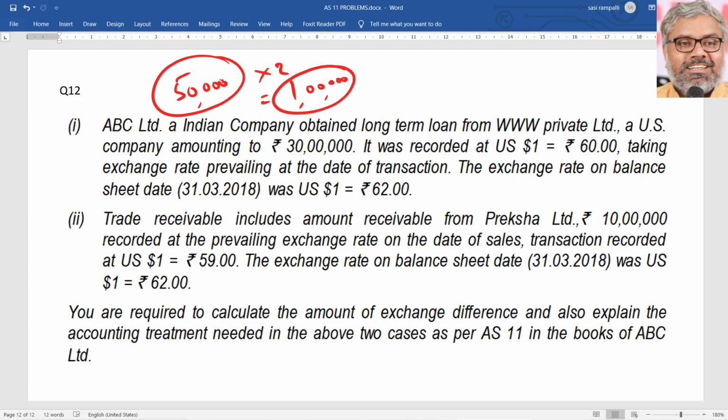Debit will be given to what? Debit can be given to the P&L account also, and debit can be given to the FCMITD account also, if this loan is a long-term loan, which was given in the question. It was given that it is a long-term loan. So definitely the FCMITD account also can be debited by ABC Limited.